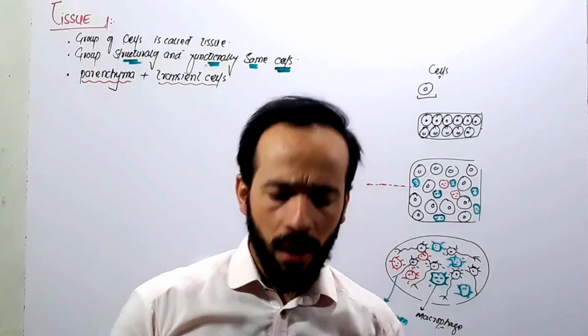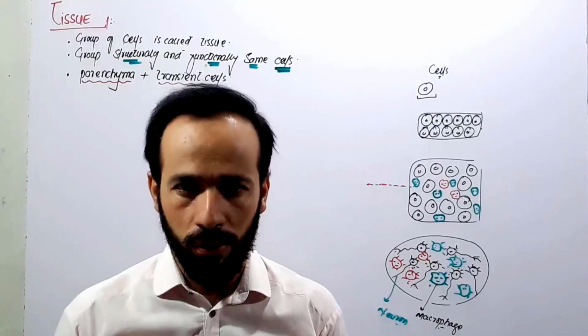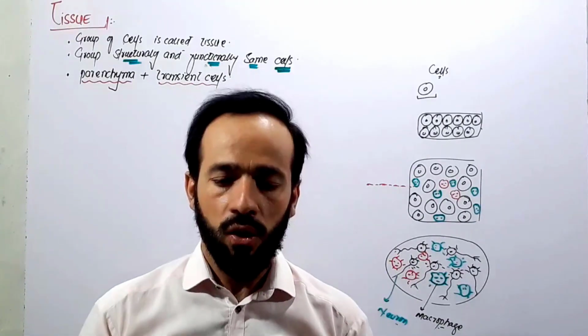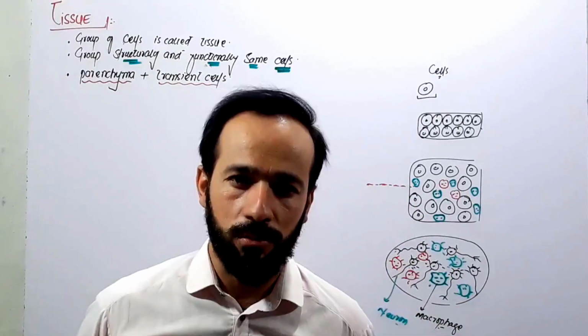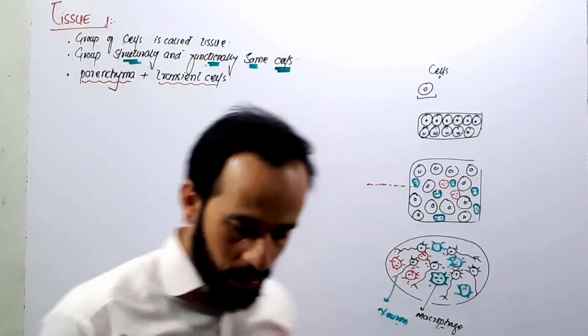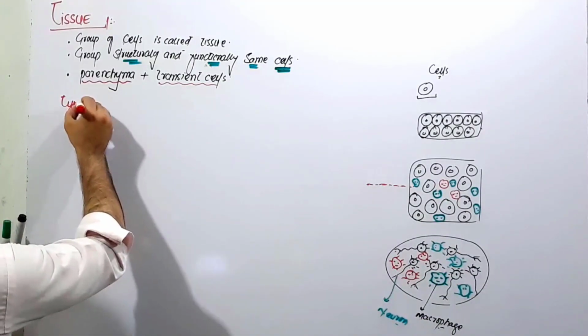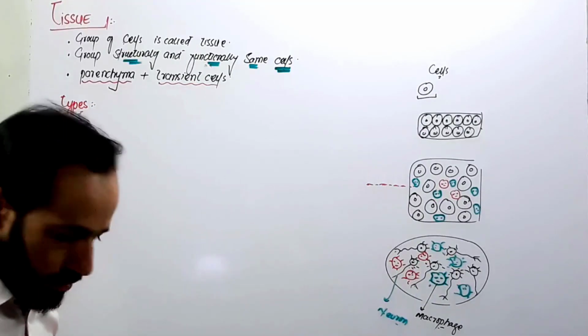Now our whole body is made up of tissues. Our whole body, once again I am repeating, is made up of tissues, right? So we have different forms, different types of tissues in our body. And what are those tissues? Let me write here. So we have types of tissues in our body. We are talking about types of tissues.